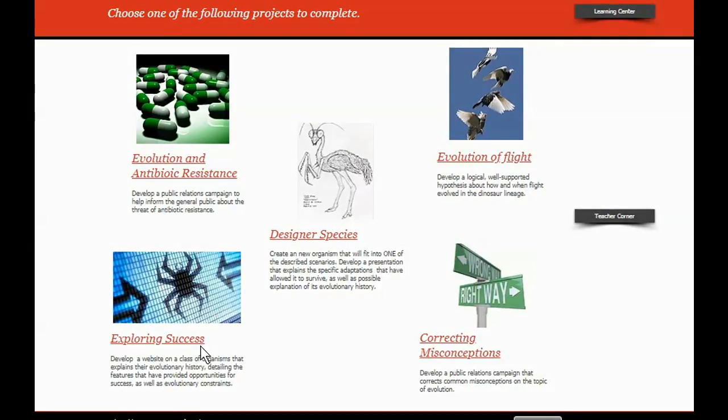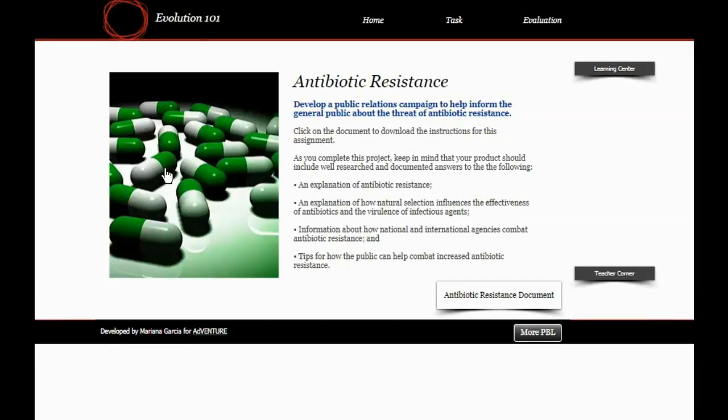And we're back. Okay, so now I'm going to go through each of these 5 briefly with you, and you're going to follow along, and it's going to help you decide which project you are interested in. So, project number 1 is evolution and antibiotic resistance. Go ahead and click through here.